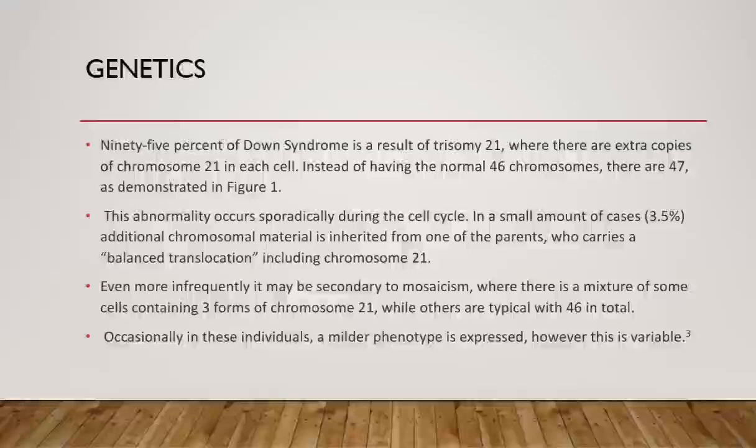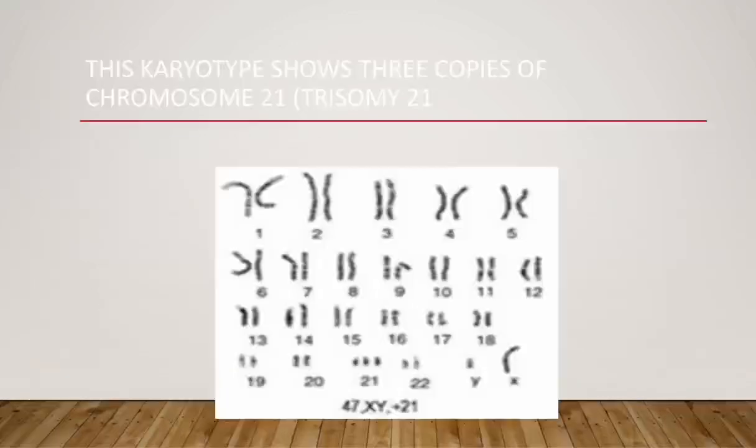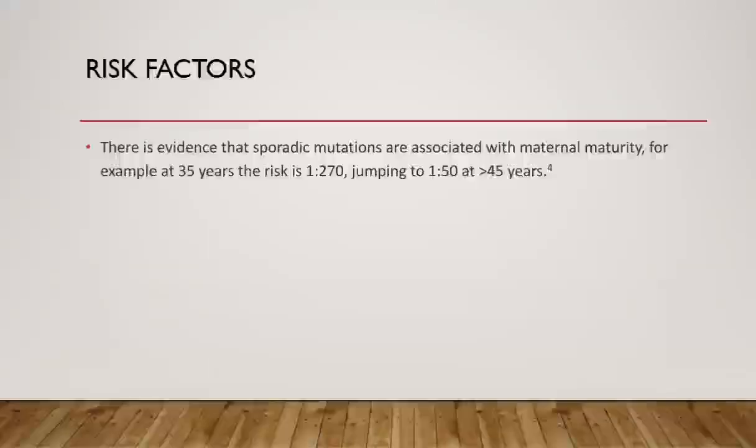Even more infrequently, it may be secondary to mosaicism, where there is a mixture of some cells containing three copies of chromosome 21, while others are typical with 46 in total. Occasionally, in these individuals, a mild phenotype is expressed. However, this is variable. This karyotype shows three copies of chromosome 21, trisomy 21.